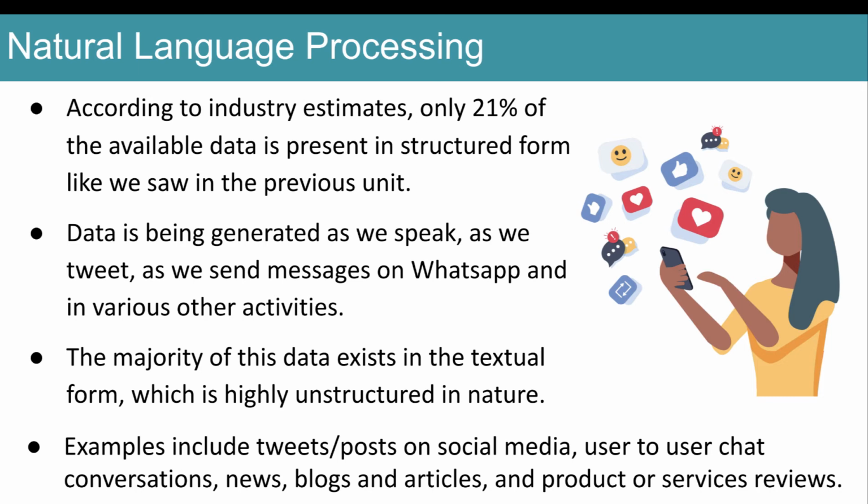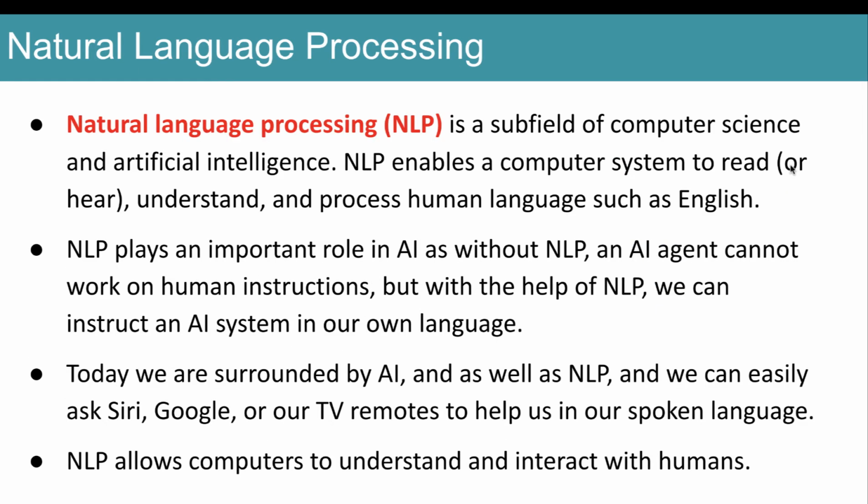and service reviews. So natural language processing, or NLP, is a subfield of computer science and artificial intelligence. So NLP enables a computer system to read or hear, understand, and process human language, such as English. So NLP plays an important role in AI because without NLP, the AI agent or software cannot work on human instructions. But with the help of NLP, we can instruct an AI system in our own language.